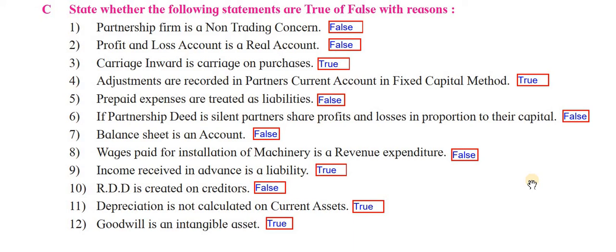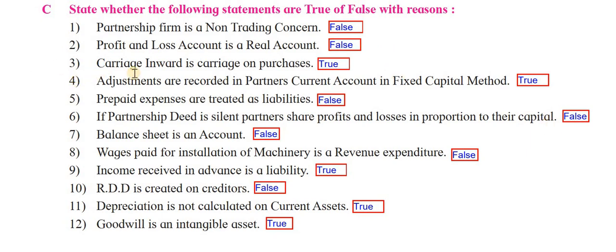Second, profit and loss account is a real account. No, it's false again because profit and loss account is a nominal account. और हम ये पढ़ते हुए आए हैं, हमको कौन से real account, nominal, personal सब पता है, isn't it? So definitely profit and loss account is not a real account for sure. That's why the statement is false.